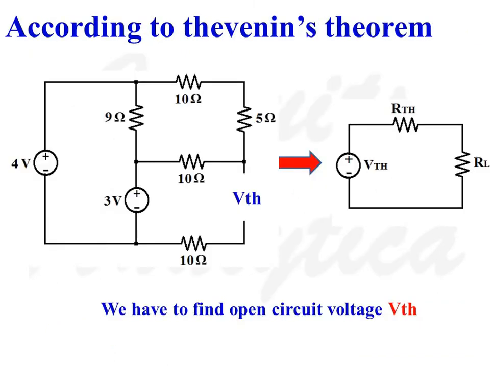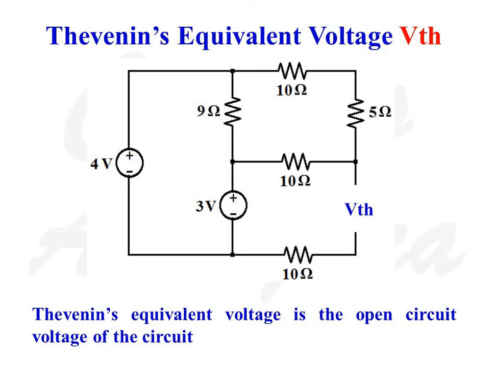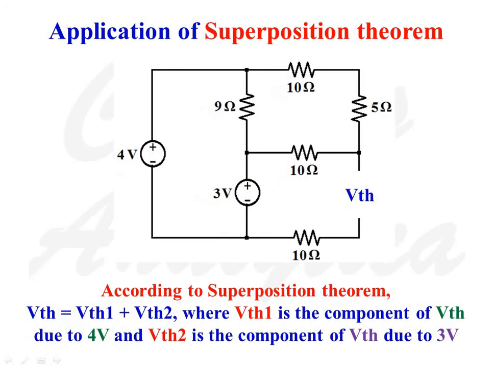Now according to Thevenin's theorem, we can represent network A as a voltage source VTH in series with resistance RTH. So we have to find the open circuit voltage or Thevenin's equivalent voltage VTH. Thevenin's equivalent voltage VTH is the open circuit voltage of network A. To find it, let us apply superposition theorem.